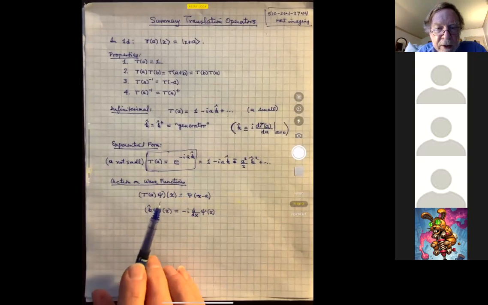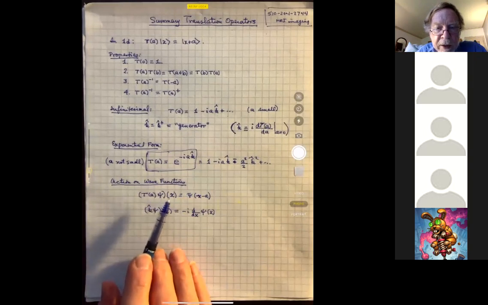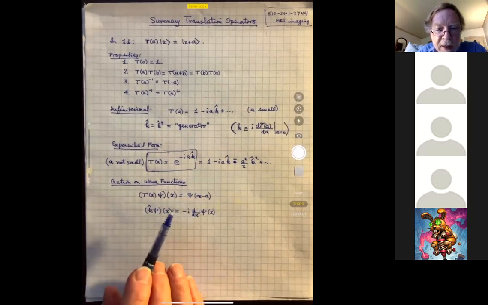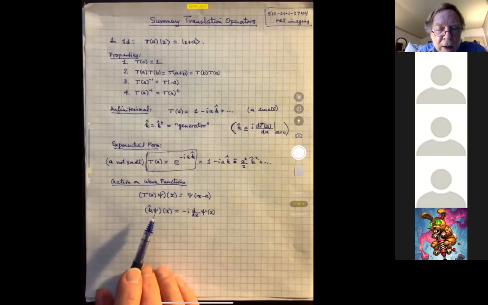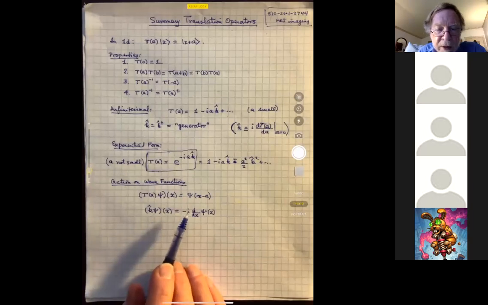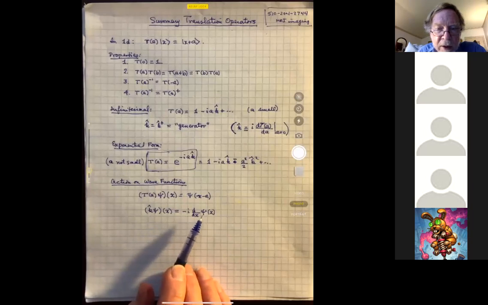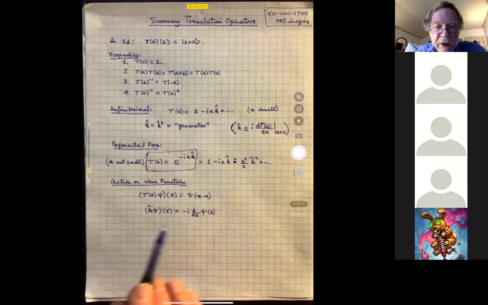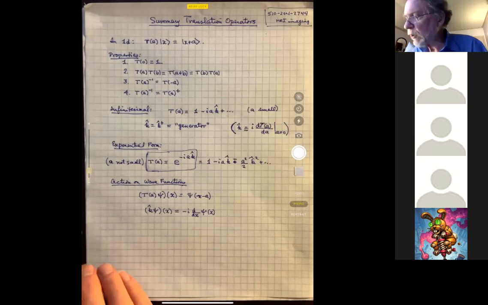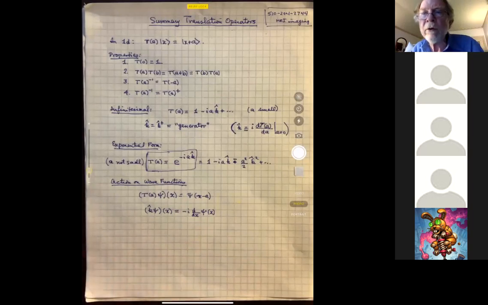The action of the translation operator on a wave function is given here. It maps psi of x into psi of x minus a. And we also, at the end of the hour, worked out what the operator K hat does to wave functions. It basically applies minus i d/dx to the wave function. This is still in one dimension here. All right, so that's a summary of what we did. Are there any questions about that before we proceed?